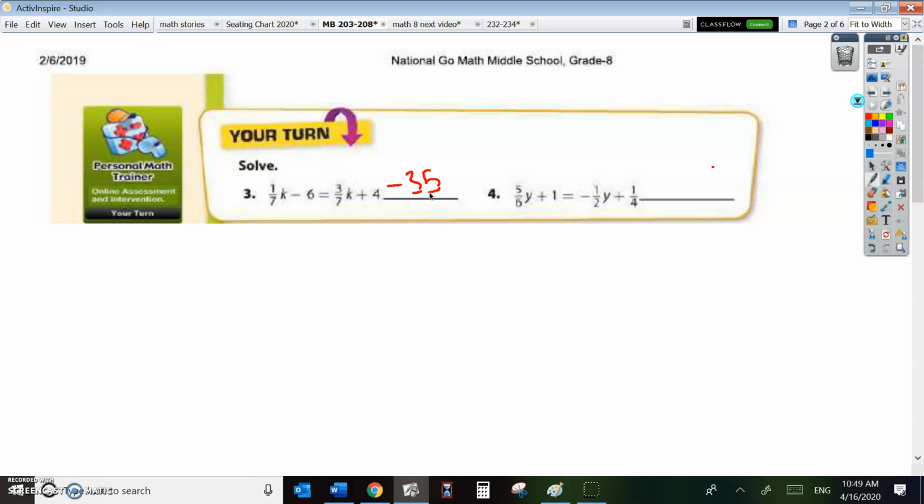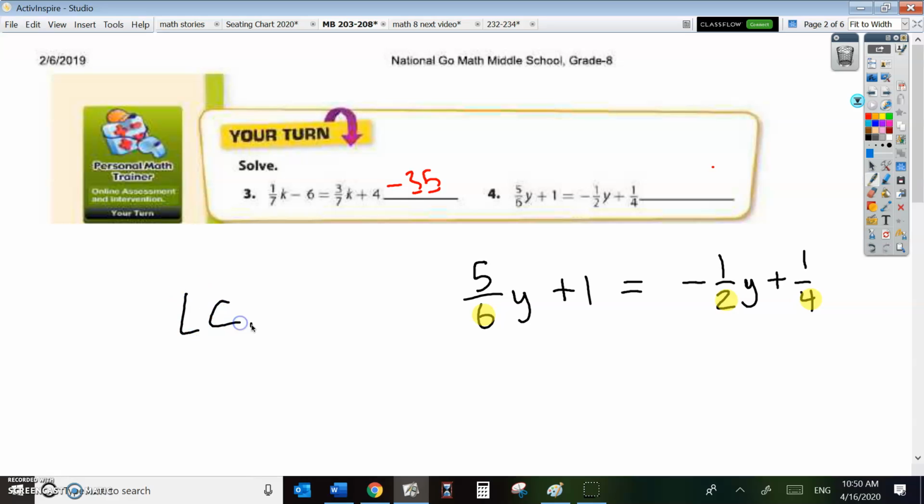Here's another example problem with some different numbers. 5 over 6y plus 1 equals negative 1/2 y plus 1/4. So look at all of the denominators, and you need to figure out the least common multiple of the denominators. How do you figure out the least common multiple? So you start counting by the denominators. 6, 12, 18, 24, that should be enough.